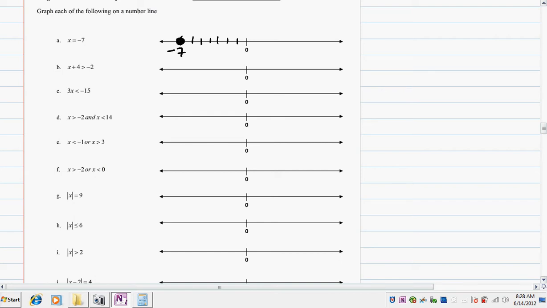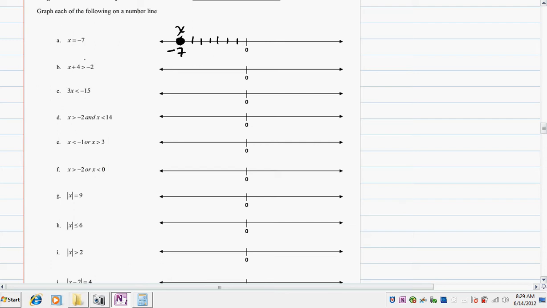By the way, the marks I don't have to make along the way, as long as I'm clear about my label. So this is where X is. So X is equal to -7. So now I'm saying if I took my position and added 4 to it, I would be bigger than -2.